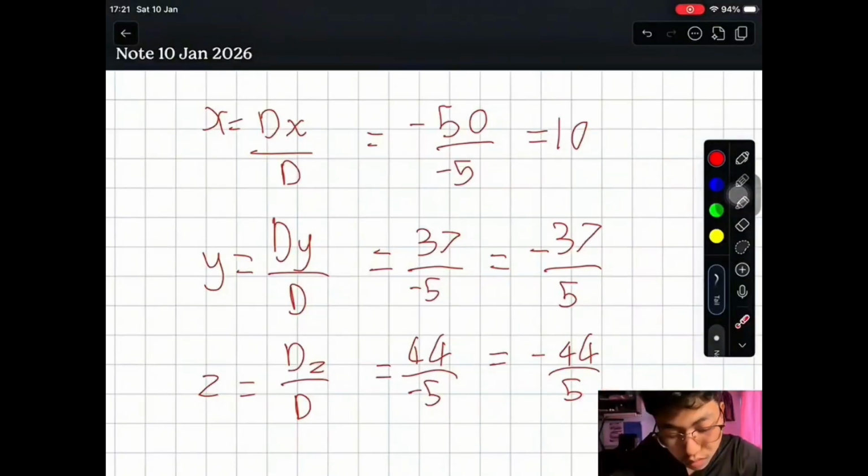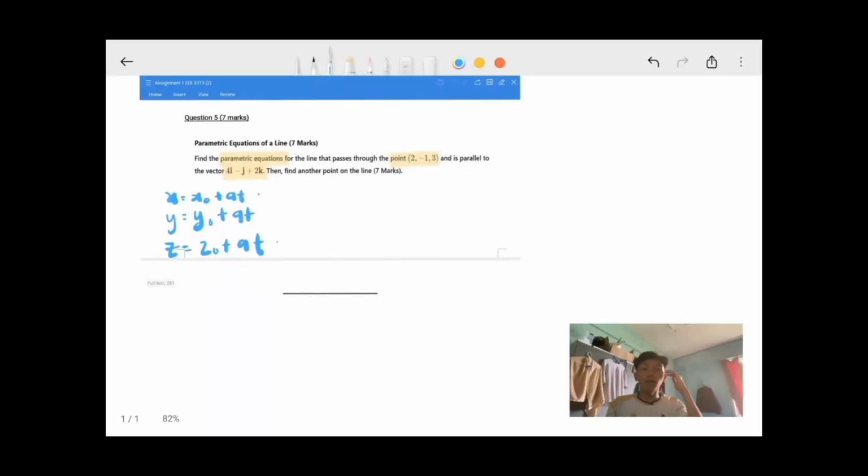Hence the solution of the system is X equals 10, Y equals negative 37 over 5, and Z equals negative 44 over 5. That's all from me.